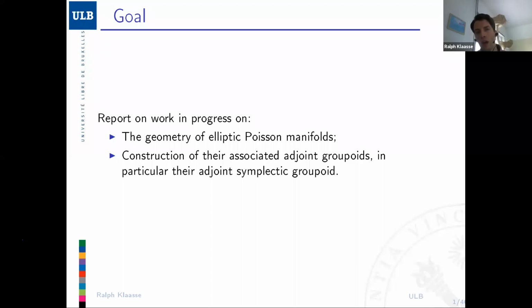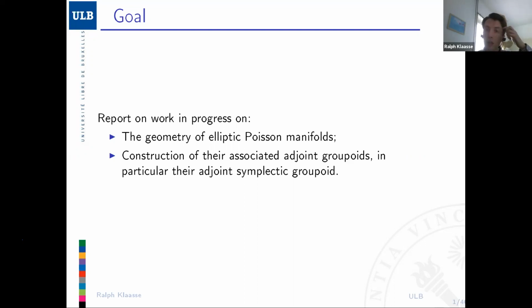The goal of the project is to, first of all, describe the geometry of a certain class of Poisson manifolds, which are called elliptic, and then more so construct their associated groupoids. And the ones we're focusing on are the so-called adjoint groupoids, which, if you know what that means, are the smallest ones. And there will be a few of them around, but in particular, we want to know what adjoint symplectic groupoid integrated into Poisson structures.